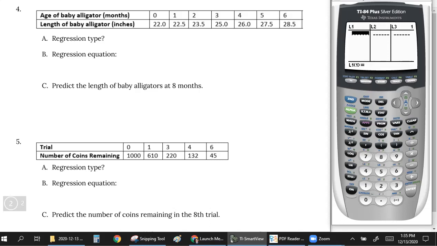Now let's enter our data that we have in the first chart. For our X's, our top row, we had 0, 1, 2, 3, 4, 5, 6. Alrighty, and then I'm going to hit the arrow to go over to the next column, which is where I'm going to put my Y data, the length of the baby alligator in inches.